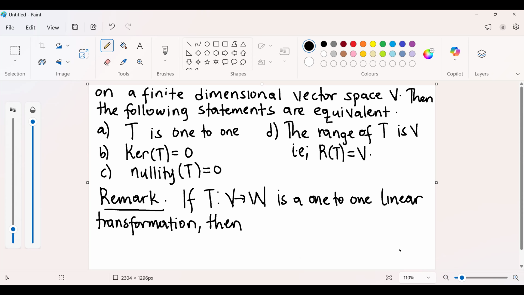for example, if V is made up of vectors V1 and V2, and the map is one-to-one, one for one, meaning that V1 will be taken to a certain W1, and V2 will be taken to a certain W2, like that. So the map is one-to-one.